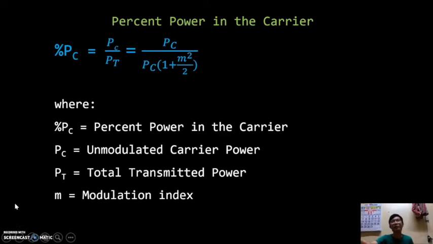Percent power in the carrier. Percent P sub C is equal to P sub C over P sub T, which is equal to P sub C over P sub C times the quantity 1 plus M squared over 2, where percent P sub C is the percent power in the carrier, expressed in percent. P sub C is the unmodulated carrier power in watts, P sub T is the total transmitted power, and M is the modulation index.